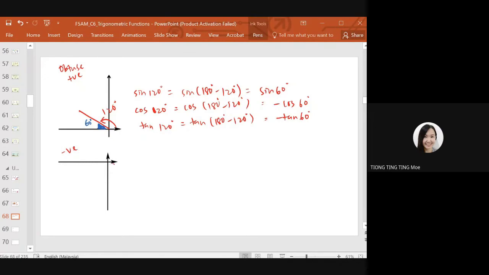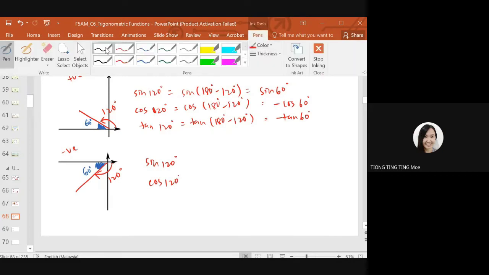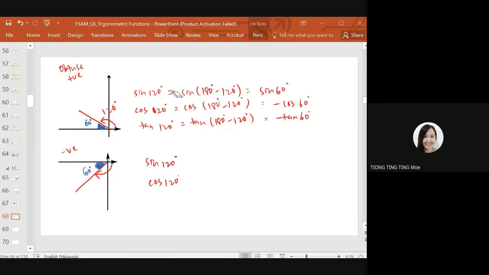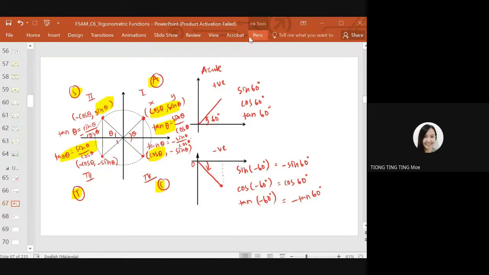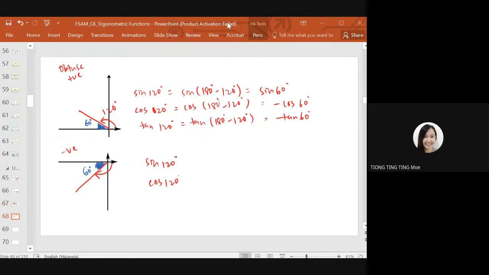Okay, then how about the obtuse negative angle? Obtuse negative means it goes from the bottom. So let's say here to here is 120. You know your reference angle also, 60 degree. Again, sin 120, cos 120. The symbol is wrong, this is not 120. Here we must label negative 120 degree, because negative means negative angles. So it's sin negative 120 degree, cos negative 120 degree, and tangent negative 120 degree.